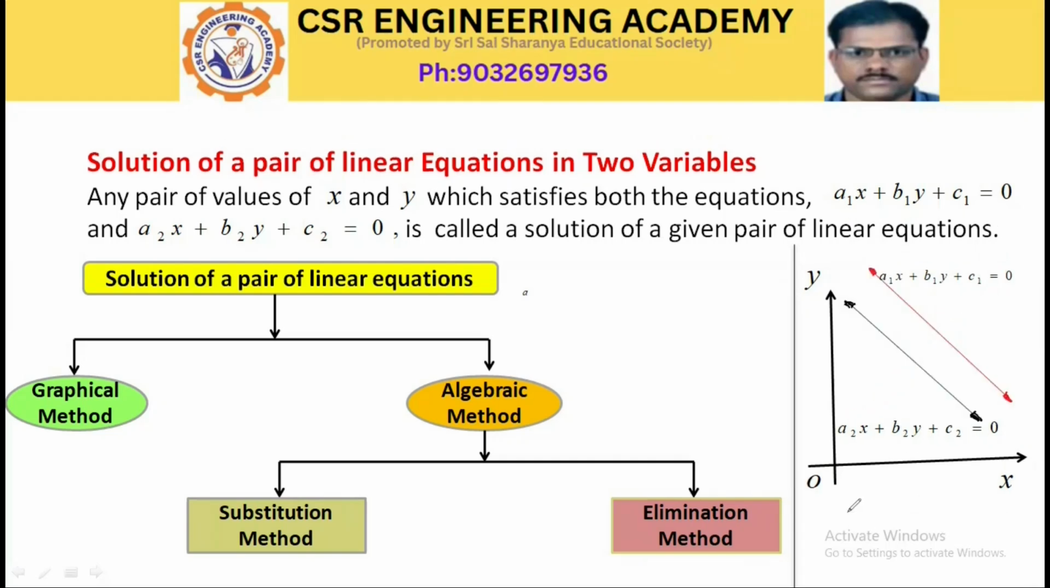If the lines representing the pair of linear equations are parallel, then the system of equations has no solution and is called inconsistent. If a1/a2 = b1/b2 ≠ c1/c2, then the pair of linear equations is inconsistent with no solution. Here the two lines are parallel to each other.